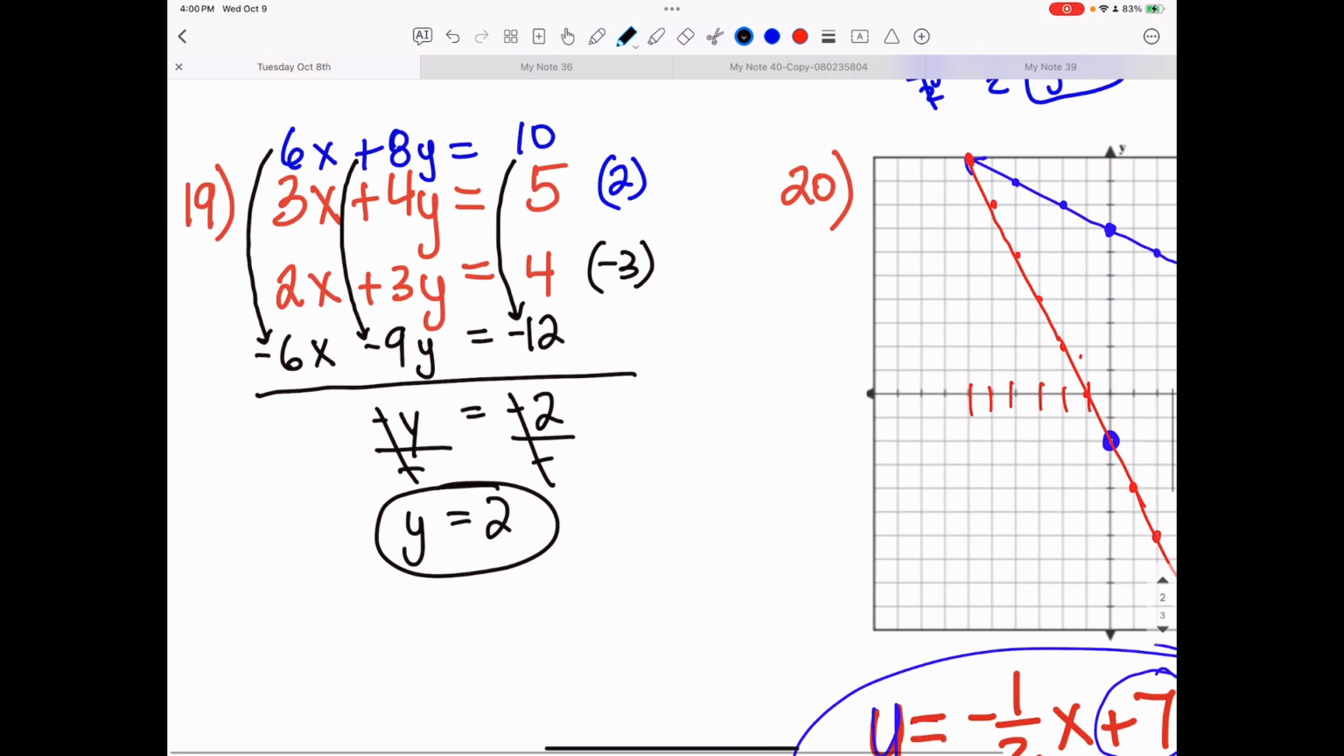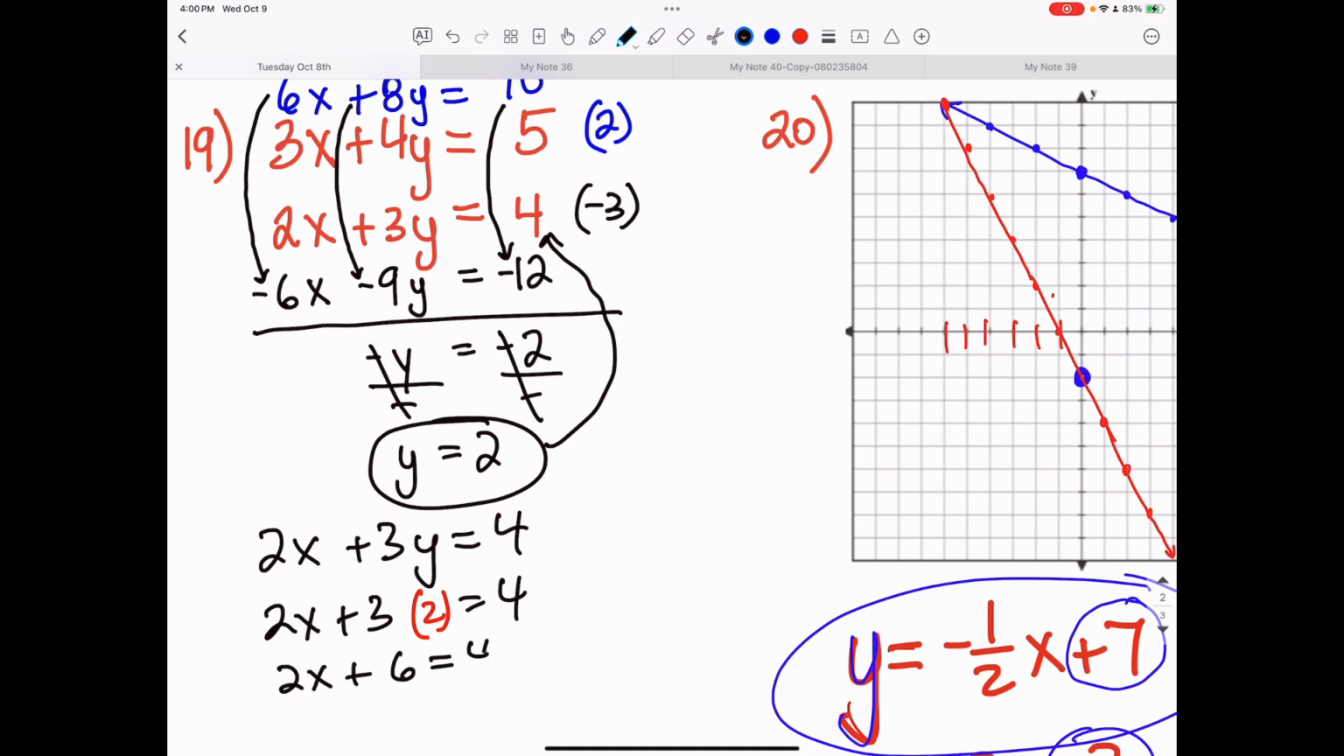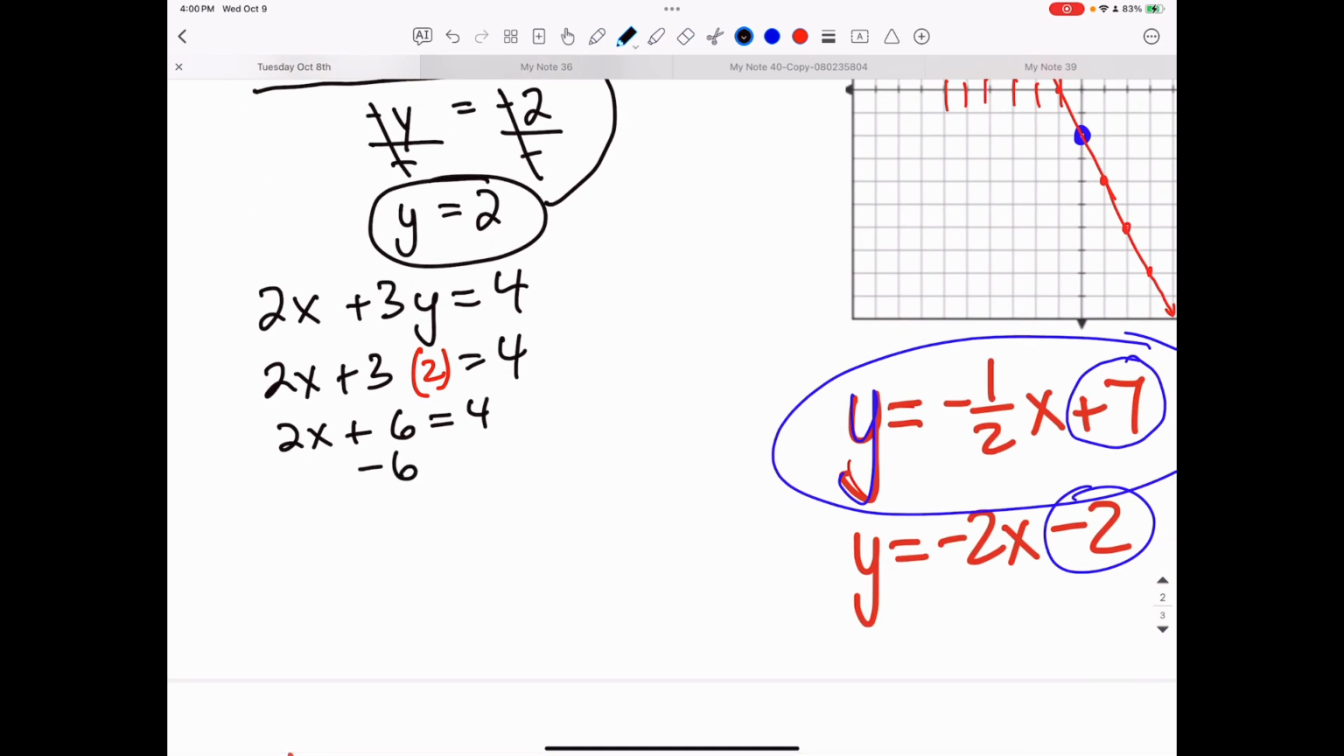All right, so then I go back to either equation. I'm going to go back to this one, 2x's plus 3y's equal 4. But apparently y's are 2's. So 2x's plus 3 2's equal 4. 2x's plus 6 equals 4. I'm going to minus 6, and 2x's equal negative 2's. I'm going to top versus bottom the 2, and x equals negative 1.